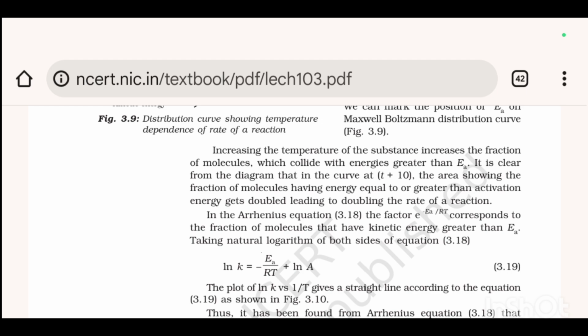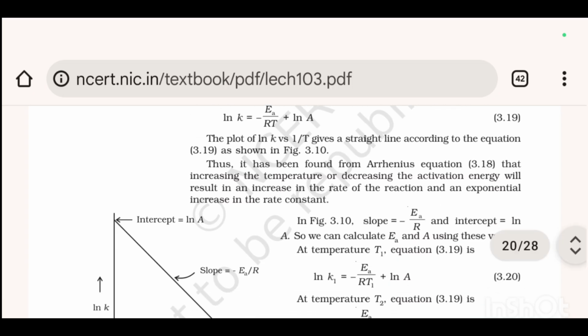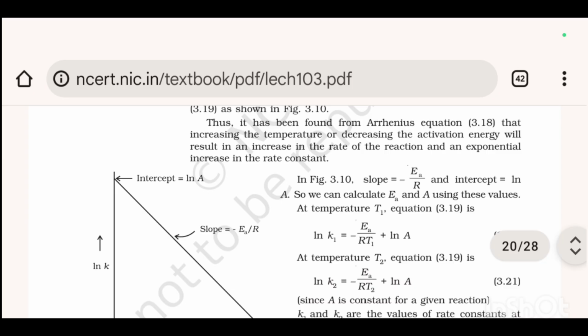Taking natural logarithm on both sides of the equation, ln k equals minus EA by RT plus ln A. The plot of ln k versus 1 upon T gives a straight line according to the equation. Thus it has been found from the Arrhenius equation that increasing the temperature or decreasing the activation energy will result in an increase in the rate of reaction and an exponential increase in the rate constant. In the figure, slope equals minus EA upon R and intercept equals ln A. So we can calculate EA and A using these values.